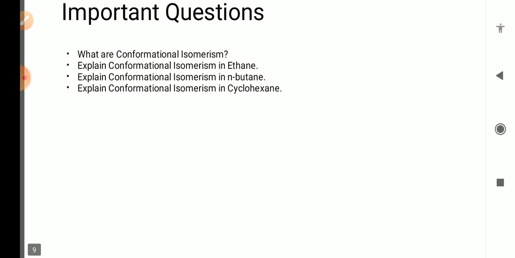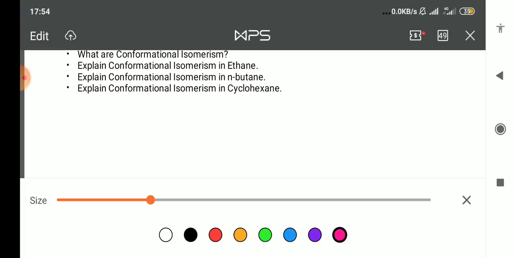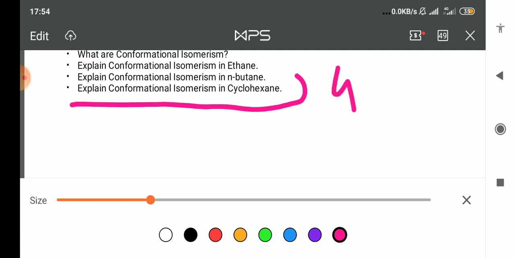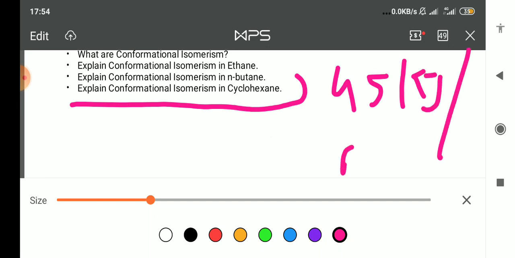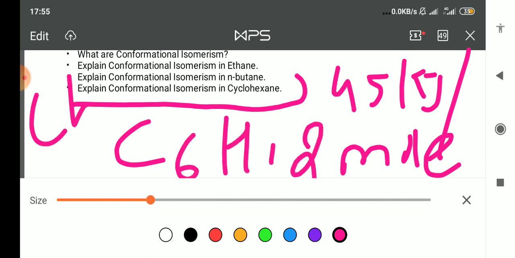So today we discuss that, and which type of question explains conformational isomerism. So first you should know about the energy. 50 kilojoule per mole energy for the chair conformation of cyclohexane.